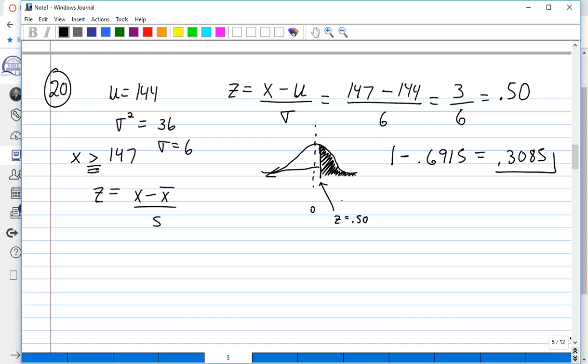So what that actually means is, for this particular company, there is a 30.85% chance that if I randomly select a ball bearing, it'll have a diameter greater than 147 millimeters or whatever the unit was. So that's what I want to put in, 0.3085.